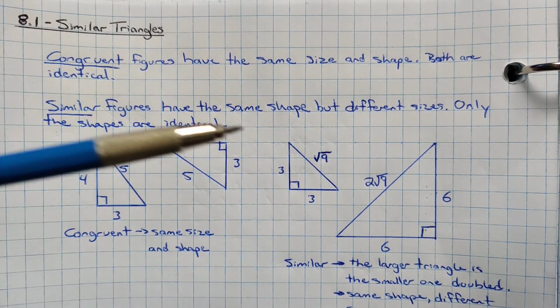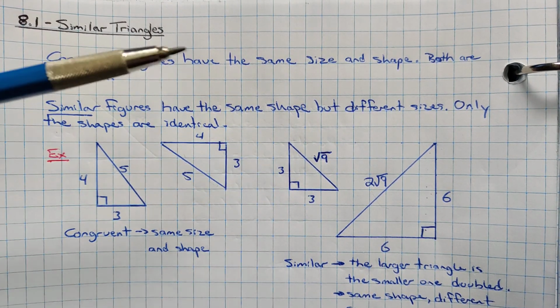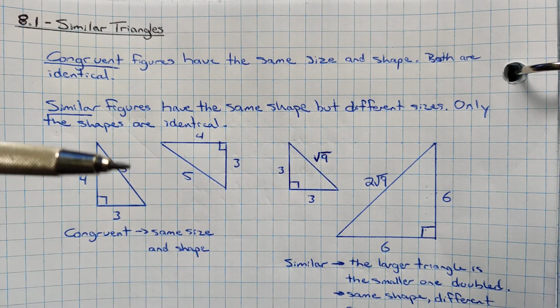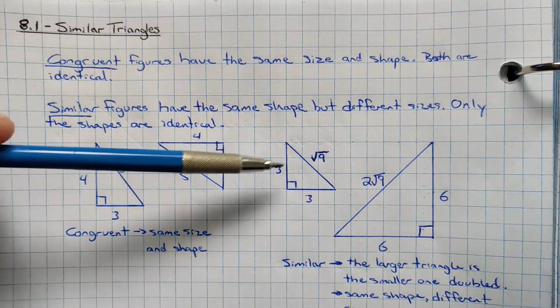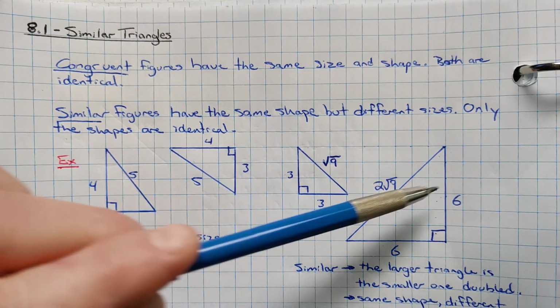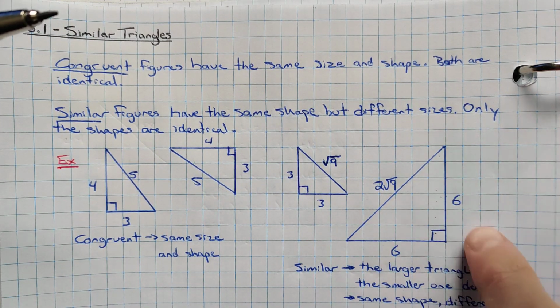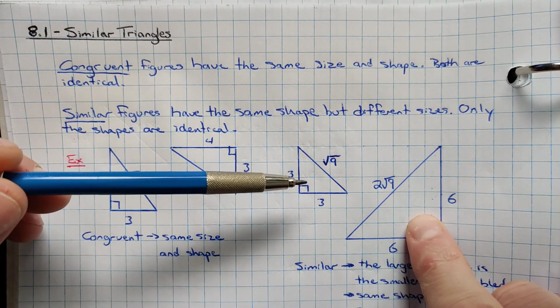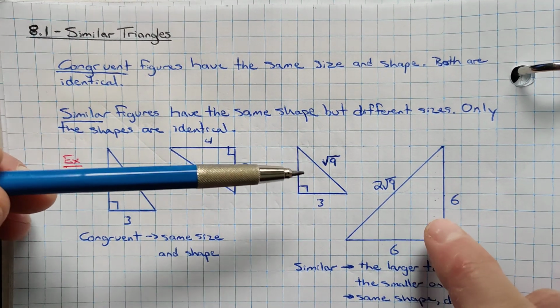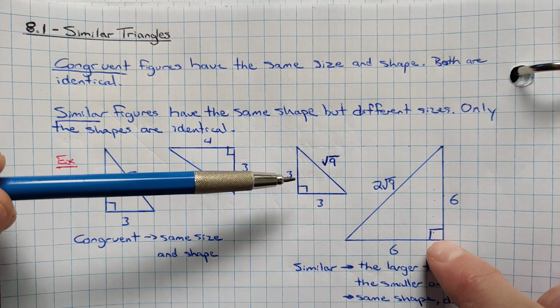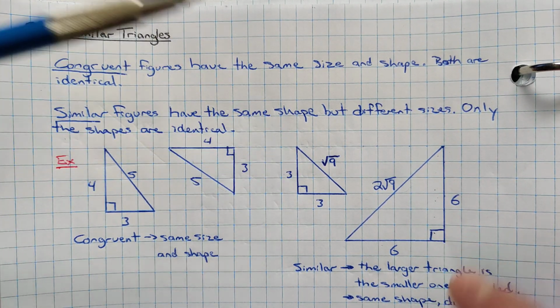Now in the case over here, we have the same proportions. So 3 by 3 and root 9 would be the hypotenuse. Well, if we double 3, we get 6. And if we double root 9, we get 2 root 9. That there is the same shape, but it's a different size. So that's a similar set of triangles. They have the same shape, but different sizes.